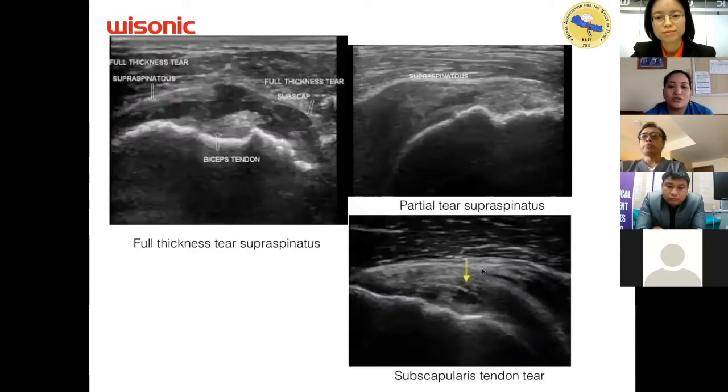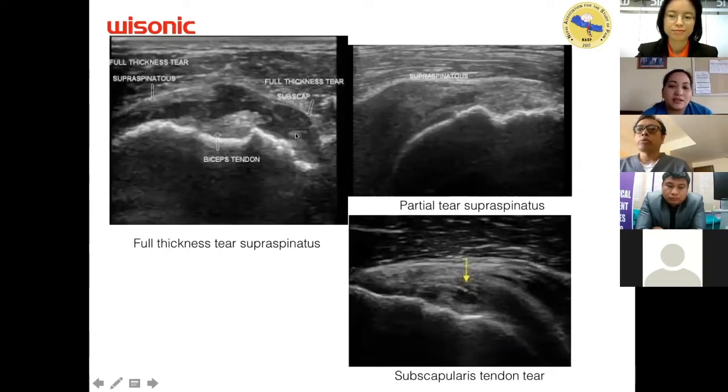Another common structure that we identify in ultrasound is rotator cuff pathologies. Here we're looking at the supraspinatus in a short axis view, where we can see there is a full thickness tear of the supraspinatus muscle. This is another long axis view where we can see a partial tear of the supraspinatus muscle. This is the long axis view of the subscapularis muscle, where we can see there are hypoechoic areas inside the muscular fibers, confirming the diagnosis of a subscapularis tendon tear.